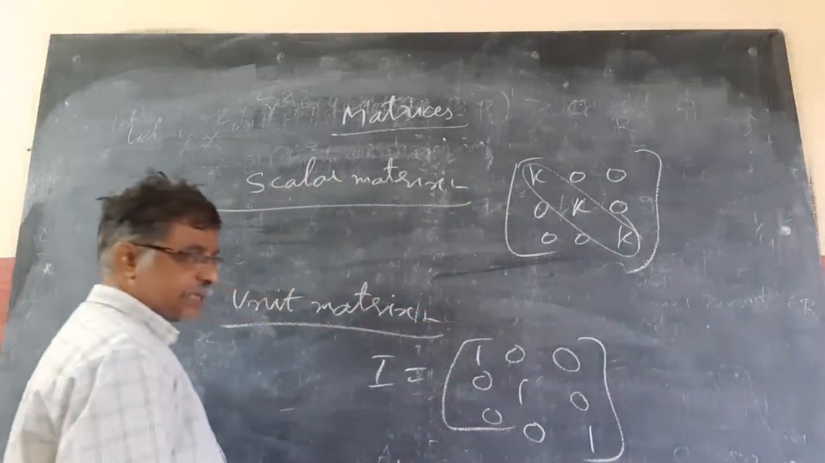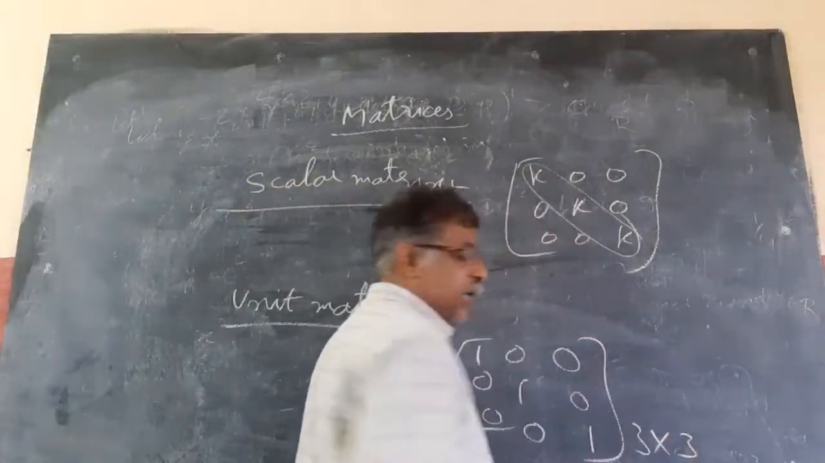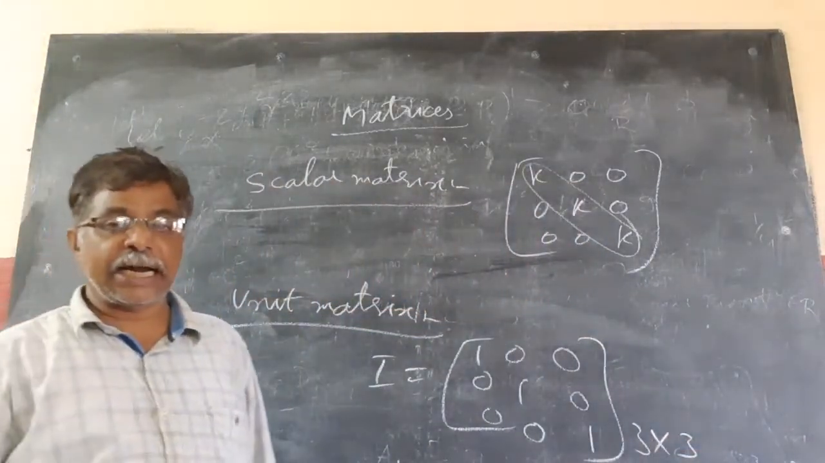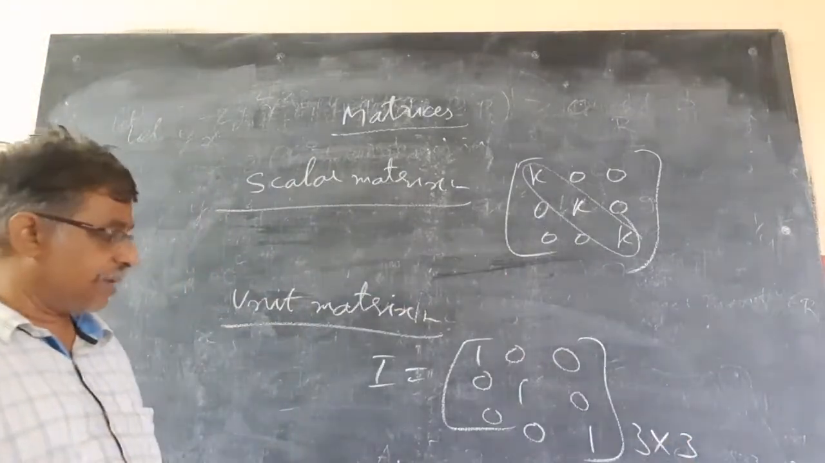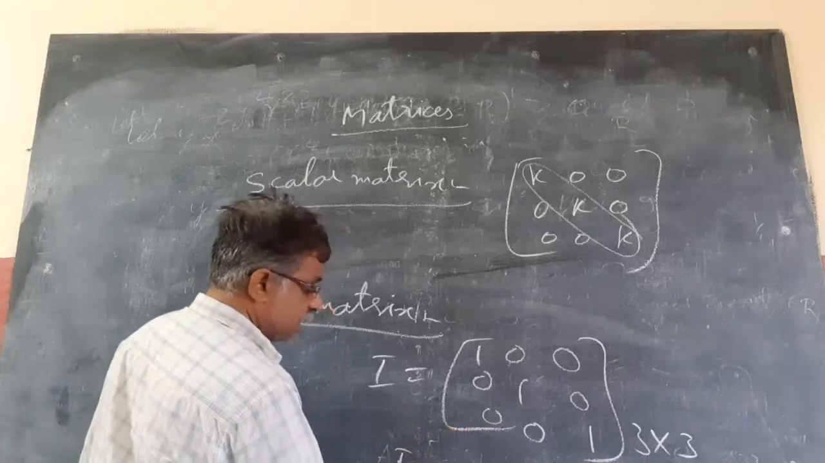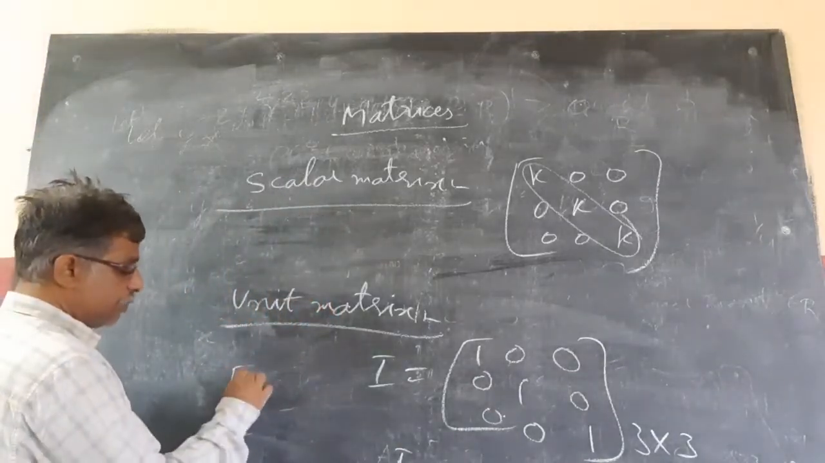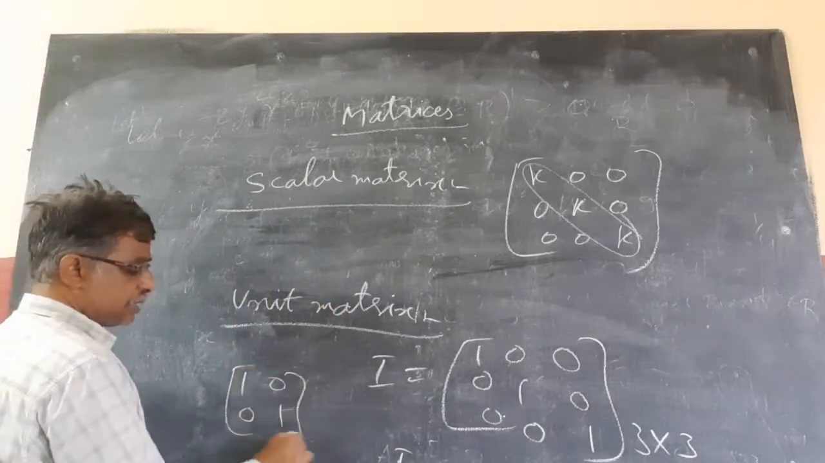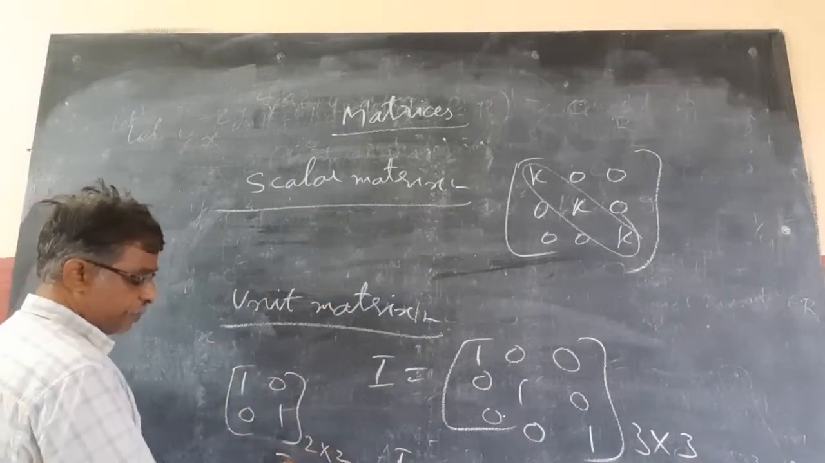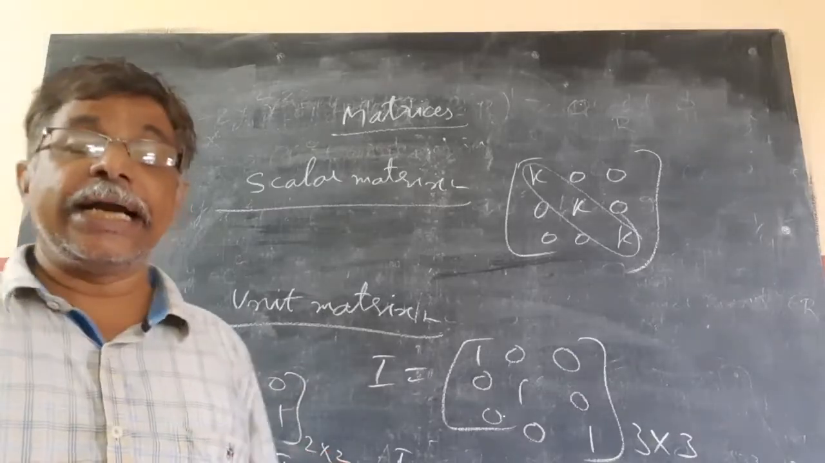Principal diagonal elements are 1, remaining are zeros. Then it is called a unit matrix or identity matrix. The identity matrix is represented with I. This is I 3 by 3, meaning the 3 by 3 identity matrix. Like the 2 by 2 identity matrix is 1 0 0 1. This is the 2 by 2 identity matrix, so I 2 by 2 is like this. So this is the identity matrix.